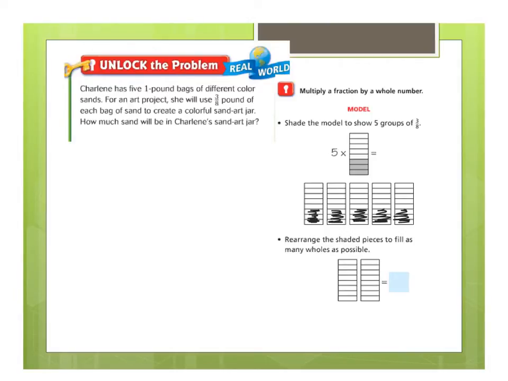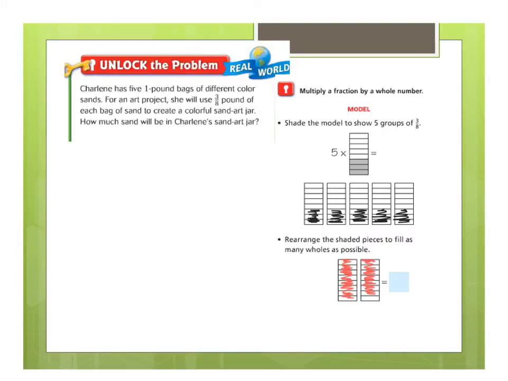Now we can rearrange the shaded pieces to fill as many wholes as possible. I've shaded 15 boxes, so I'm going to start 1, 2, 3, 4, 5, 6, 7, 8, 9, 10, 11, 12, 13, 14, 15. And again, I knew 15 because I shaded 15 boxes up here. I'm just rearranging them to make whole numbers.